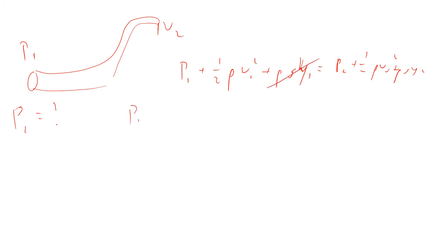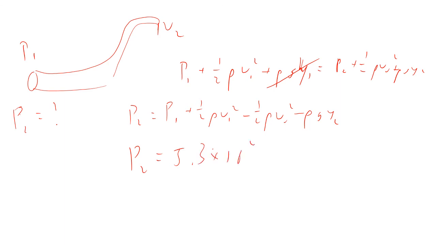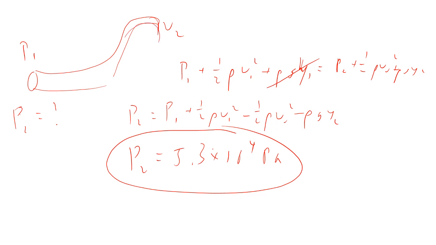So P2 is going to be equal to P1 plus 1/2 rho V1 squared minus 1/2 rho V2 squared minus rho G Y2. Plug in all of that, and what you get is 5.3 times 10 to the 4th pascals. So you turn on the faucet, water starts flowing, and the pressure drops.